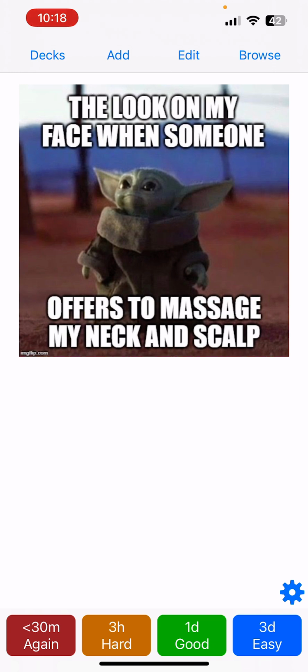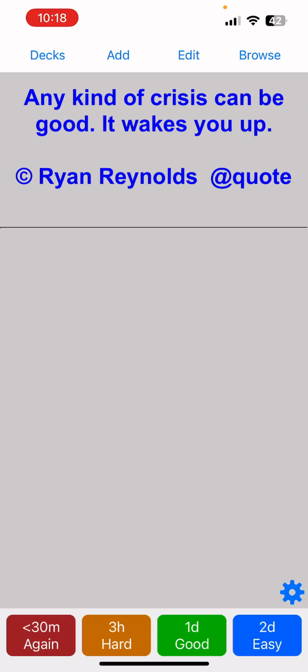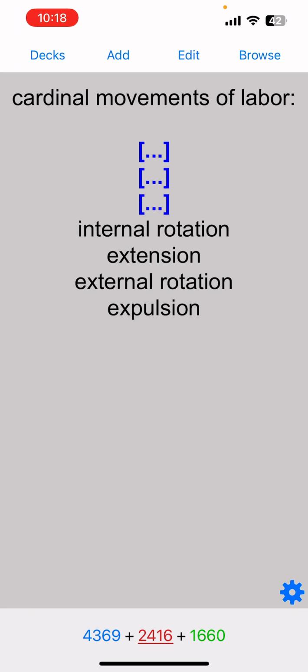The look on my face when someone offers to massage my neck and scalp. Okay. Any good crisis can be good. Any kind of crisis can be good. It wakes you up. Okay, interesting.